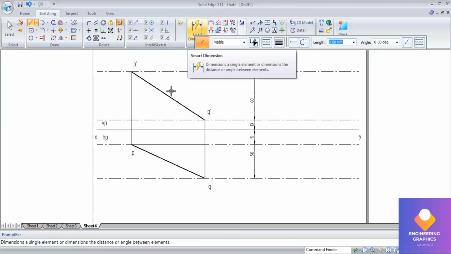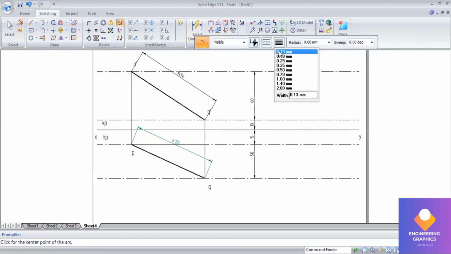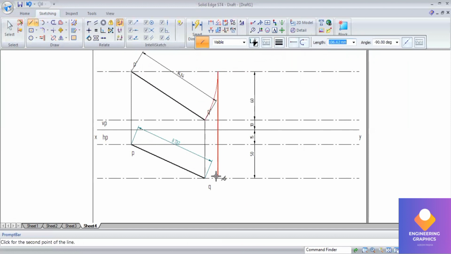Okay, so measure the dimensions. Now using this apparent length, we can get the true length. Just by rotating this apparent length and projecting downward, we get the true length. So take the P dash Q dash length and cut the arc, and then project downward. So here we get the true length. Join it with a thin line. This is PQ2, the true length in top view.